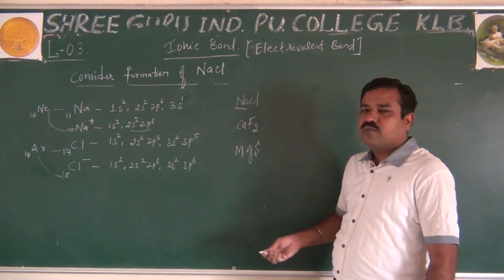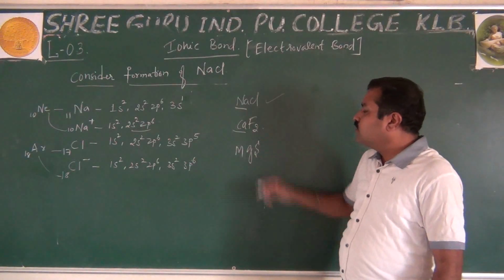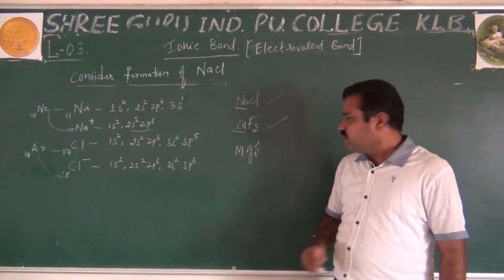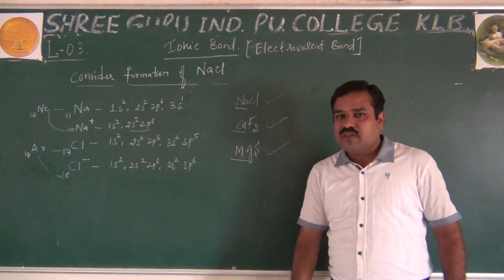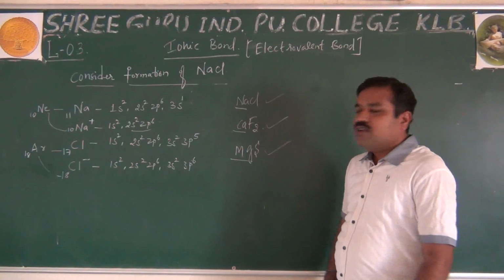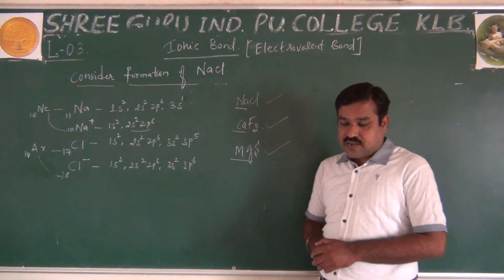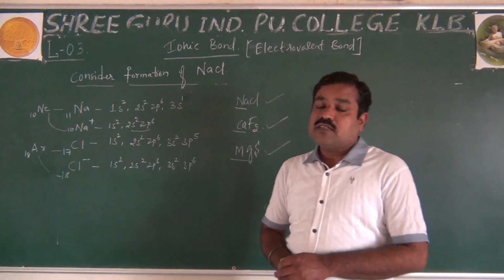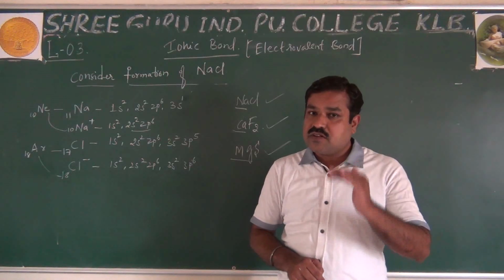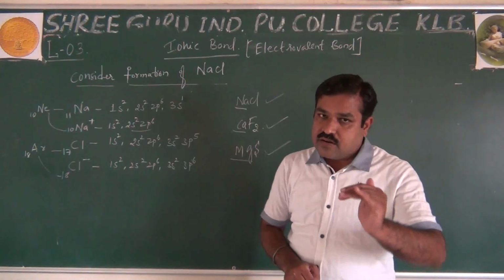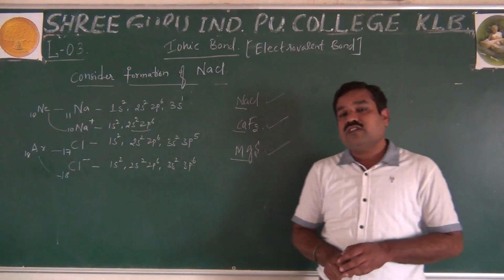Sodium is metal, chlorine is non-metal. Calcium is metal, chlorine is non-metal. Magnesium is metal, sulfur is non-metal. Very simple. That's why ionic bond is always formed between a metal and a non-metal. And you know that metals are electropositive and non-metals are electronegative. Electropositive means it is the tendency of an element to donate the electron. By donating, it acquires positive charge.